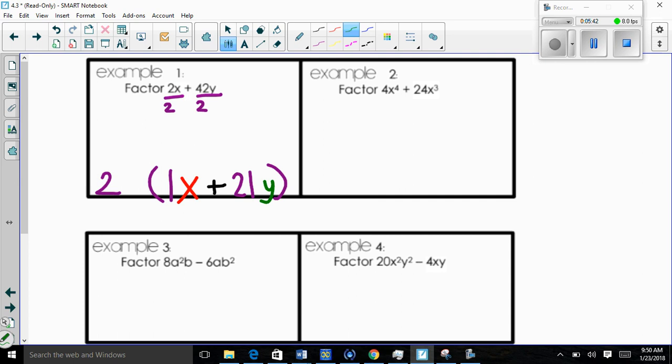So let's go to this one. This one's a little bit different. If you're color coding, I'm going to write out the numbers. Now, how many X's are in X to the fourth?